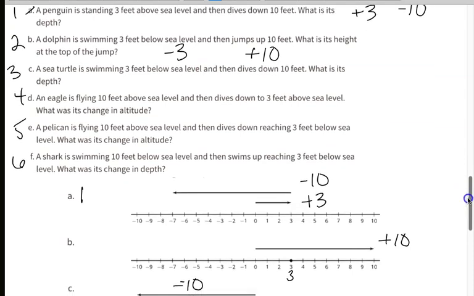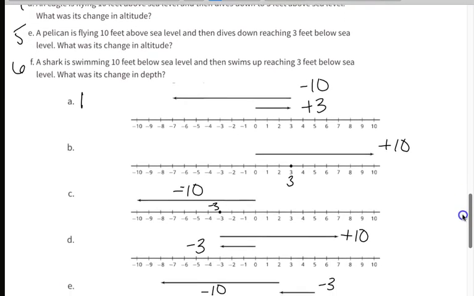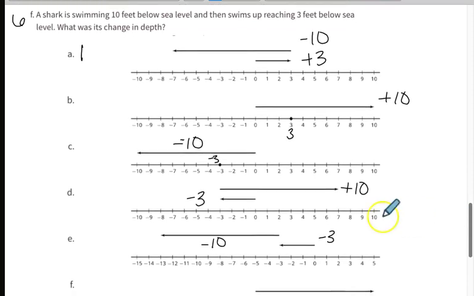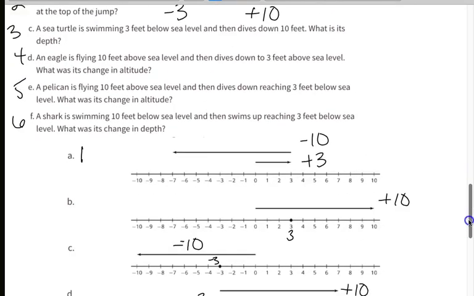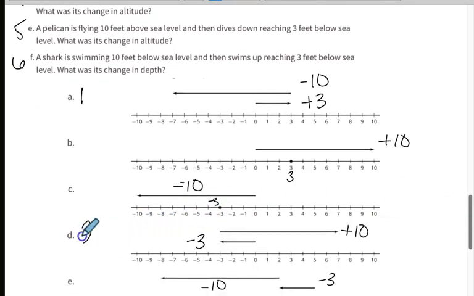I know it started off going down 3 feet below sea level. Then it jumped up 10 feet. And that means it ends up at a positive 7, because if it went 3 feet below and then from there jumped up 10, that means it ends up at 7 feet above sea level. So that one goes with number 2.